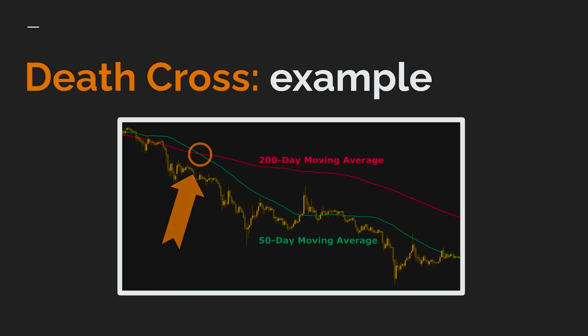And here we can see an example of a death cross, where you can see the 50-day moving average trend line crossing below the 200-day moving average trend line. And as you can see, the price drops significantly after that, which is not a 100% guarantee, but it does happen quite often.